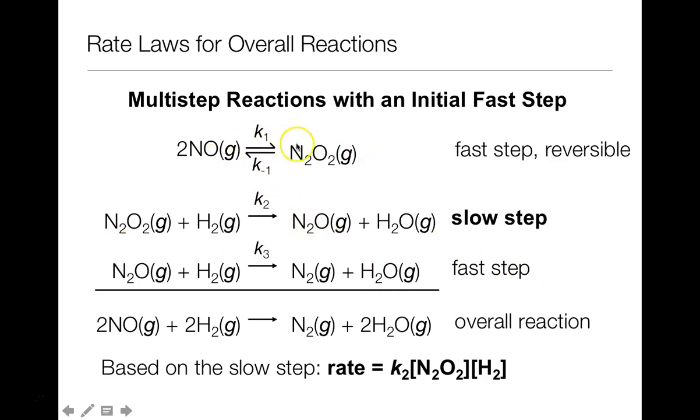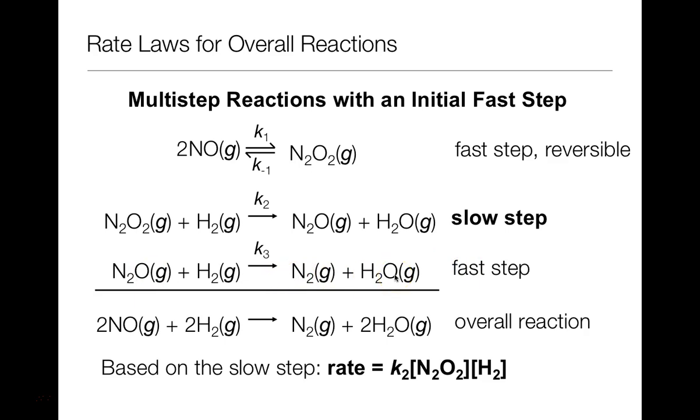So really, really quick, we establish a new population of N2O2 really fast. It's pretty much in equilibrium. Now it reacts with H2. That's slow, to form N2O. And then this next step is faster than that slow step. So as soon as the N2O forms, boom, it forms N2 and H2O.